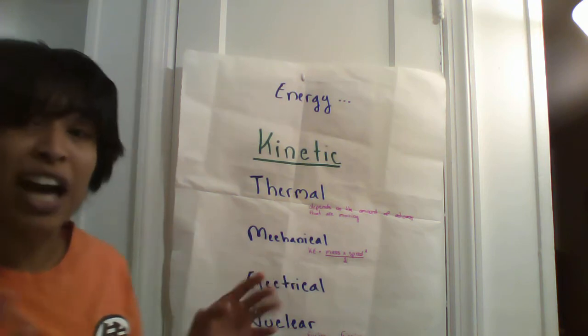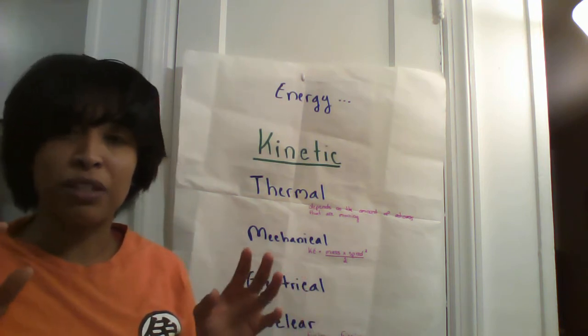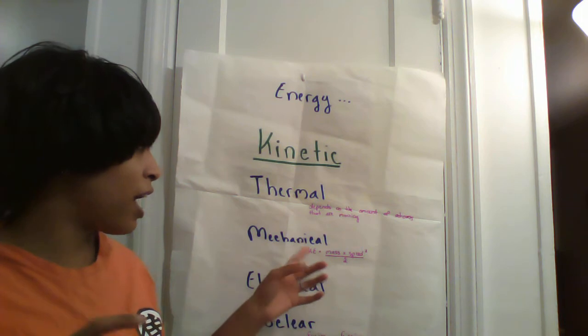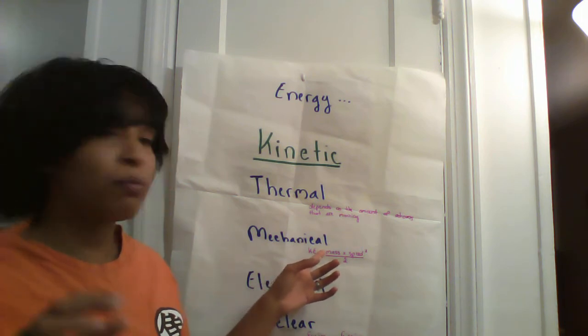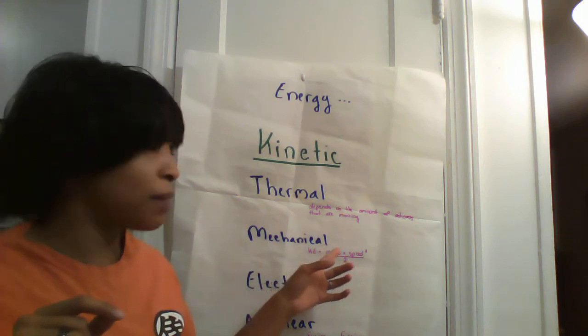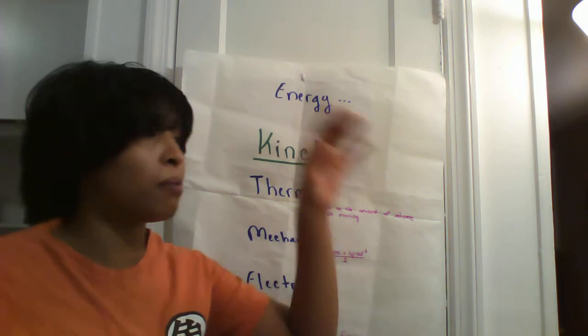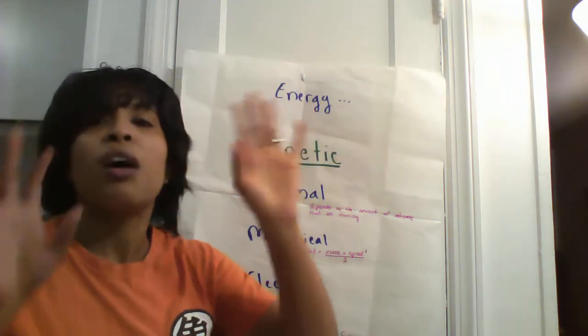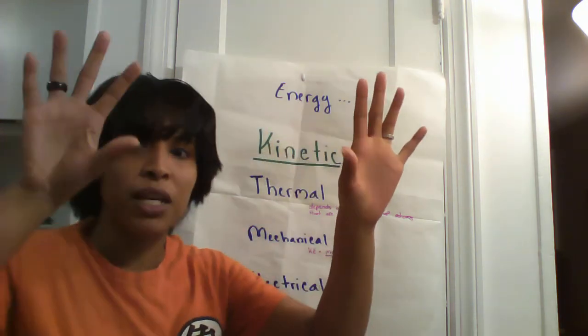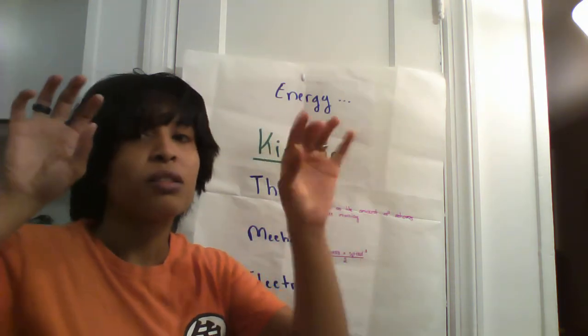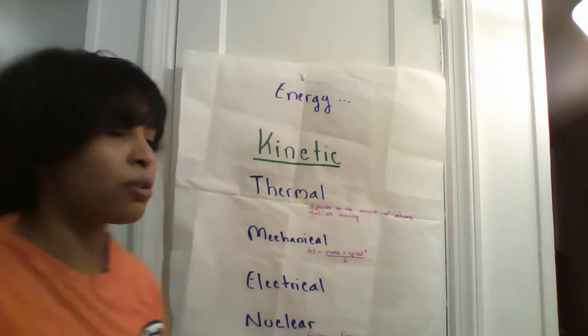Mechanical energy, we can calculate the mechanical energy of an item by calculating its mass times speed squared, all divided by 2. So we're talking about speed. We're talking about mass times speed squared, all divided by 2. That's how we find out the mechanical energy.